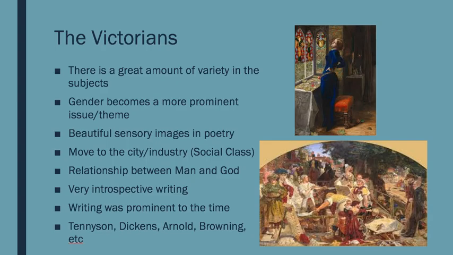Some of the notable writers of this time would be Tennyson, Dickens, Arnold, Browning. And actually, today, what we're going to be looking at is a Browning poem. One last thing about the Victorian era that will be important to the Browning poem is this great question of the relationship between man and God. So between man and God, there is a relationship, and some of the poems and stories would question this relationship between man and God and the way God relates to man or man to God.